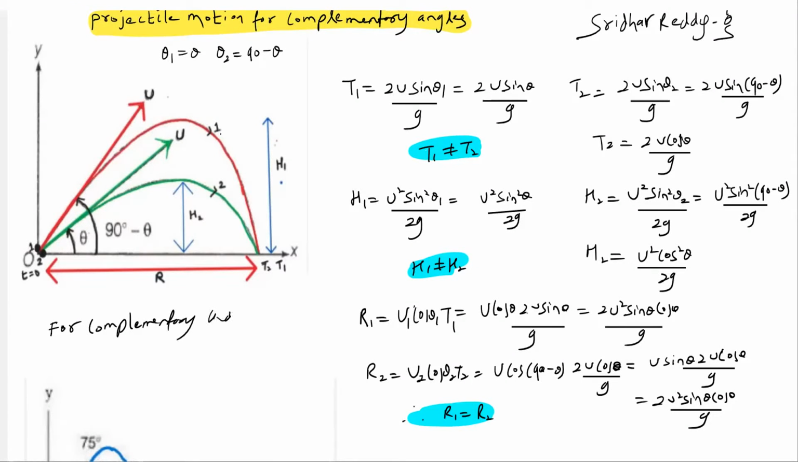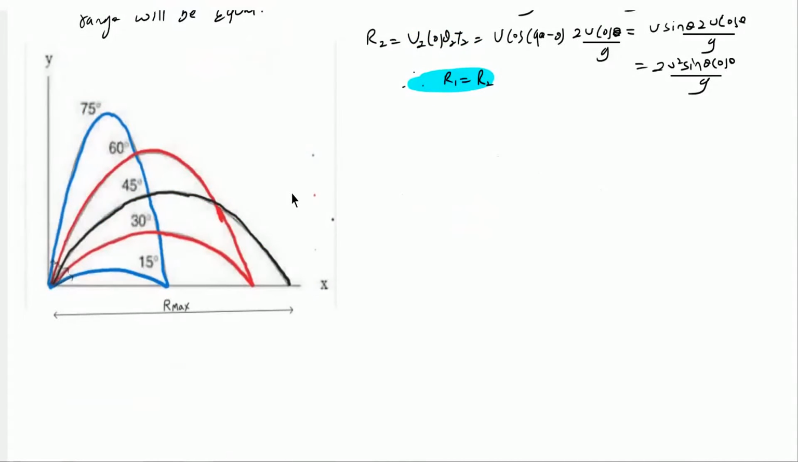What about the time of flight? T1 is not equal to T2. What about the H1? H1 is not equal to H2. That's what I'm indicating in the diagram. Check it. In the diagram we have things very clearly here. This side, H2 and H1, they are different. Ranges are equal, but the time taken of this and this will be different. This is what we are concluding.